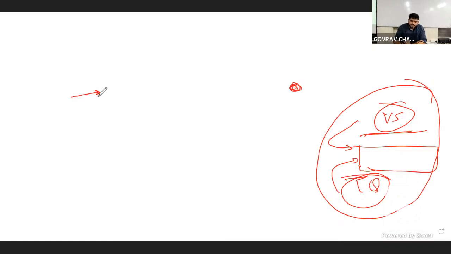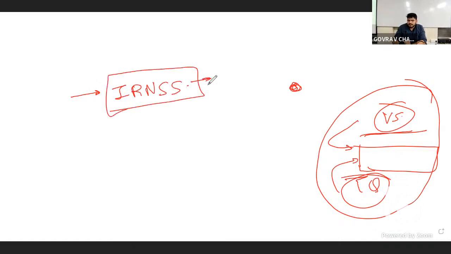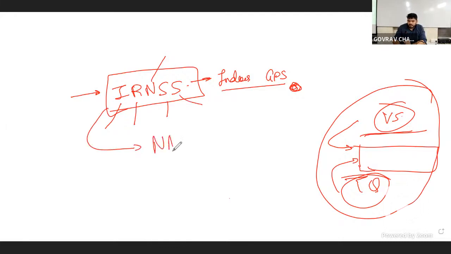Okay, what have we done? India has launched a system, IRNSS. What is this? It is nothing but India's indigenously made GPS system. Indian Regional Navigation Satellite System (IRNSS). Modi ji changed its name, and what was the name given? NAVIC. Navigation through Indian constellations. The name NAVIC was given to this particular system.